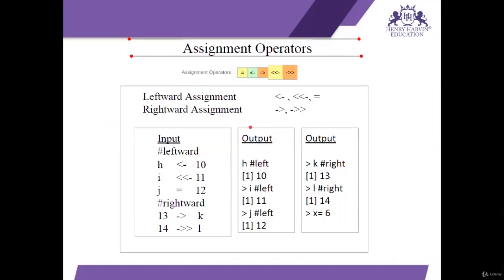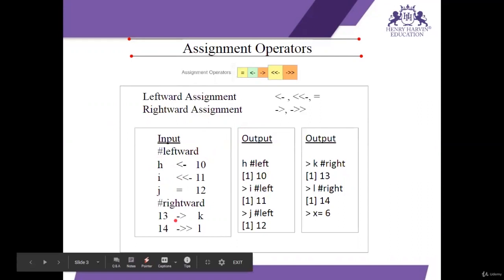It can be a leftward operator or a rightward operator. Both result in the same way. As you can see in the example, I want to save the value 10 in variable h. For that I am using the leftward operator, using a less than sign and a hyphen sign. It creates a kind of arrow towards the left, which means the value of 10 has to be saved in variable h. Similarly, you can use double less than sign and then hyphen, and the equal to sign will also operate in the same way. Similarly, there are rightward operators, where hyphen and greater than sign, hyphen and double greater than sign.